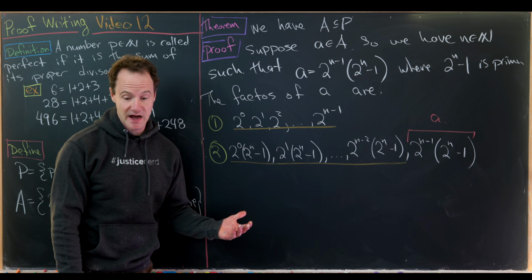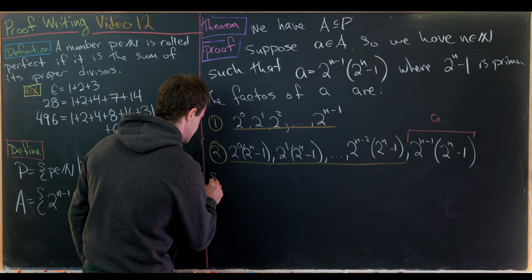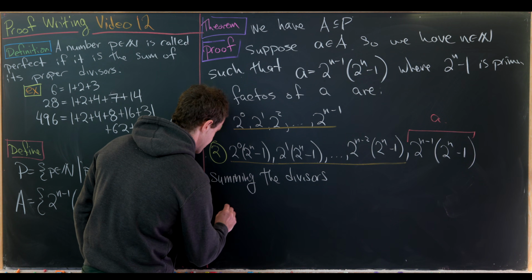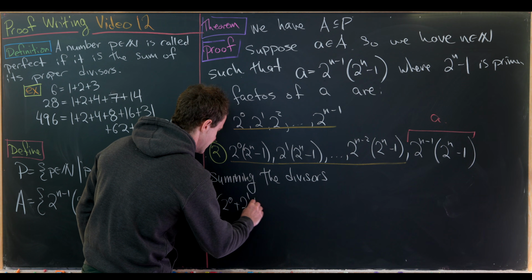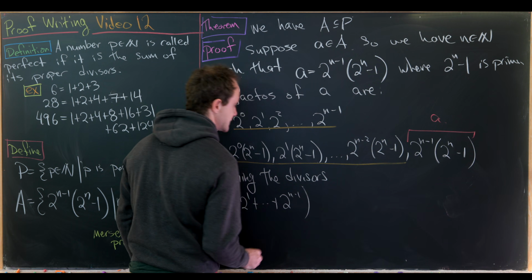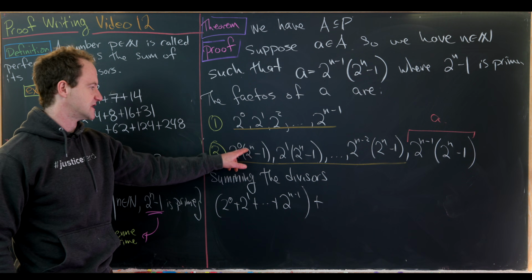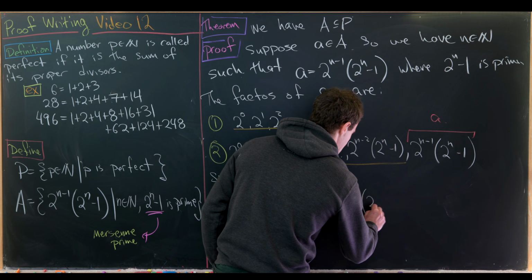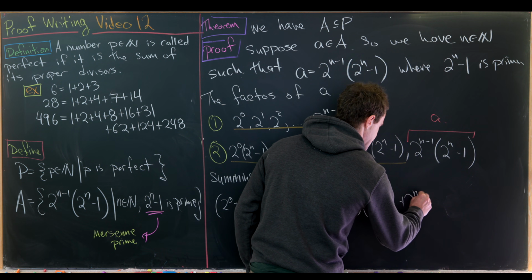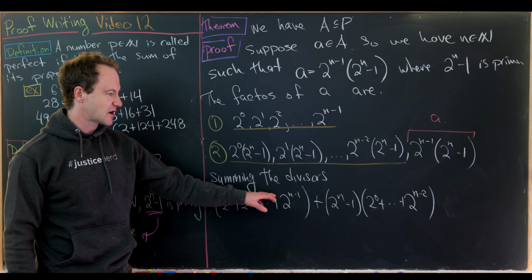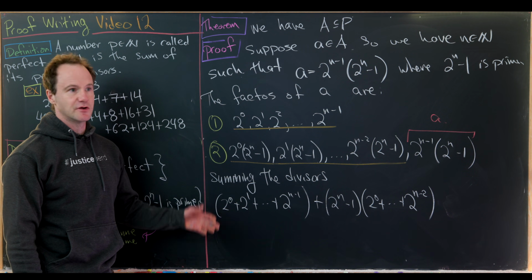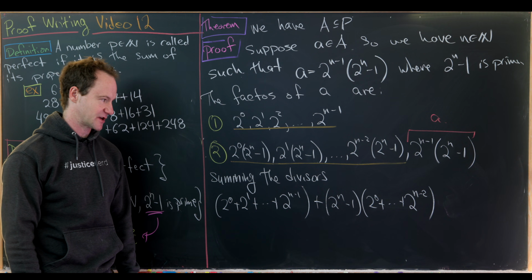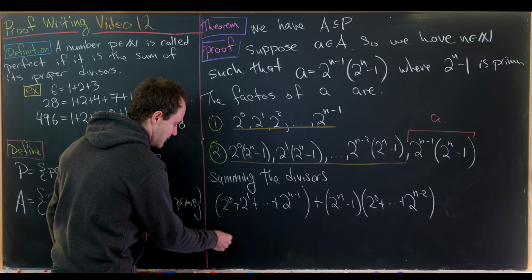So now let's sum the divisors and see that we get A back. So summing the divisors gives us 2 to the 0 plus 2 to the 1 all the way up to 2 to the n minus 1, plus, I'll factor this 2 to the n minus 1 out of the whole thing. So we'll have 2 to the n minus 1, and then we'll have a 2 to the 0 added all the way up to 2 to the n minus 2. But now these are finite geometric series. So those have a well-known closed form that I bet you learned in an integral calculus class or a second semester calculus class. So let's sum those up.